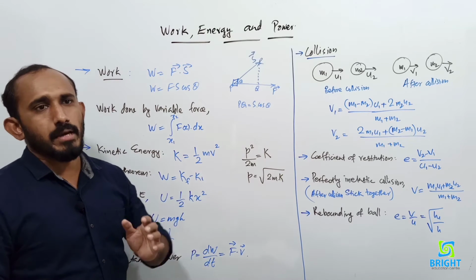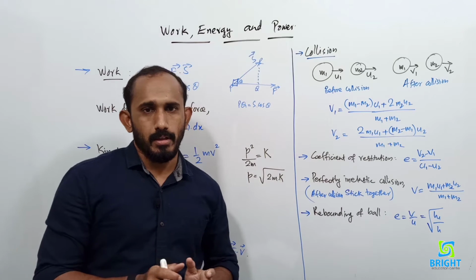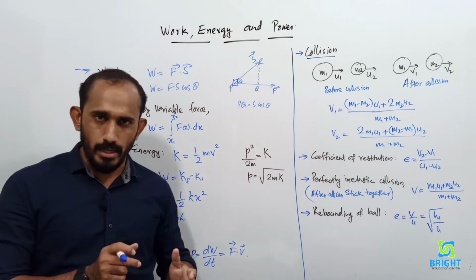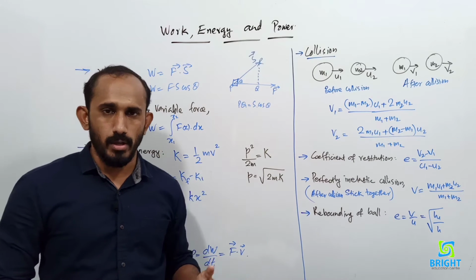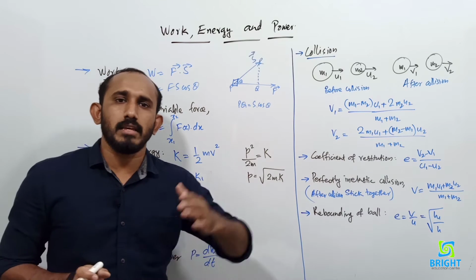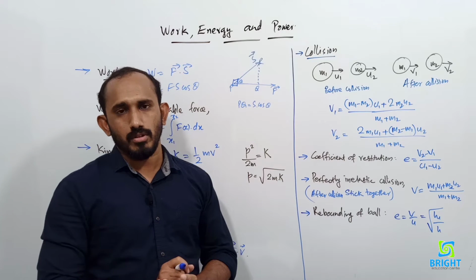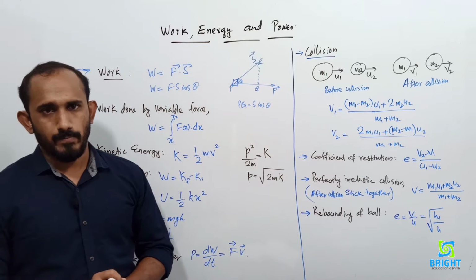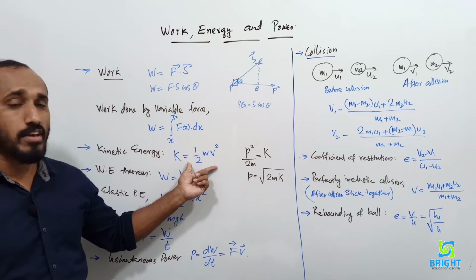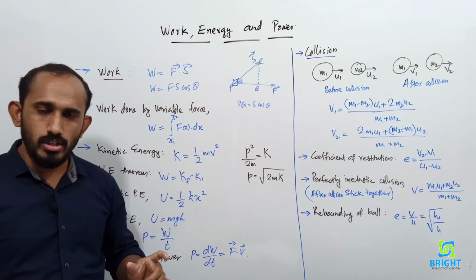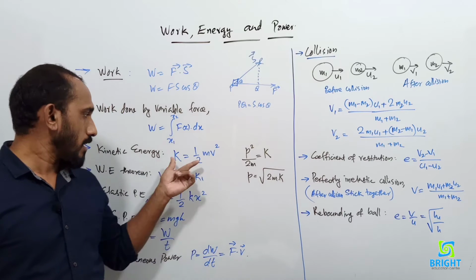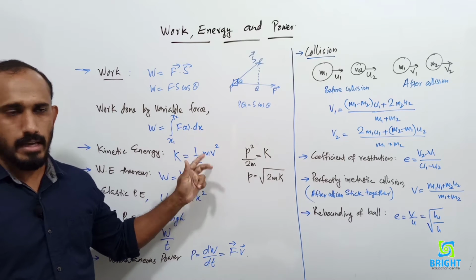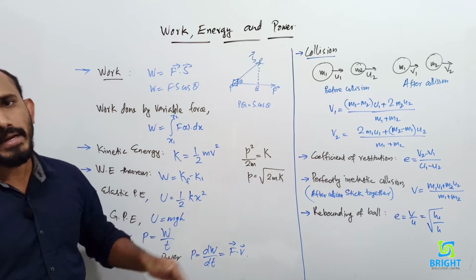Now, the work done by a body on another body. Suppose a force is applied on a body so that the body moves through a distance. We'll say work is done on the body. This work done is equal to the kinetic energy of the body if the body moves. Kinetic energy K is given by half mv squared. It is the energy possessed by a body by virtue of its motion. K is equal to half mv squared, m is the mass of the body, v is the speed of the body.